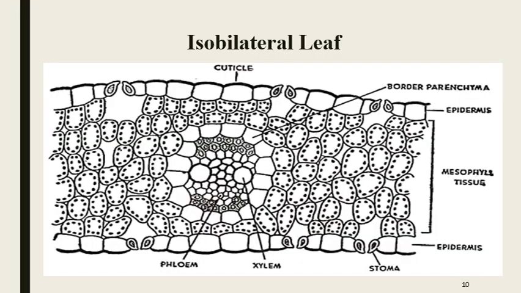Next is the isobilateral leaf. As we defined before, in isobilateral leaves both surfaces are evenly illuminated and thus they show less differentiation of tissues. You can see stomata are distributed on both sides of the epidermis. Mesophyll is not differentiated into palisade and spongy mesophyll. Patches of sclerenchyma cells are also present among the cells for mechanical support.